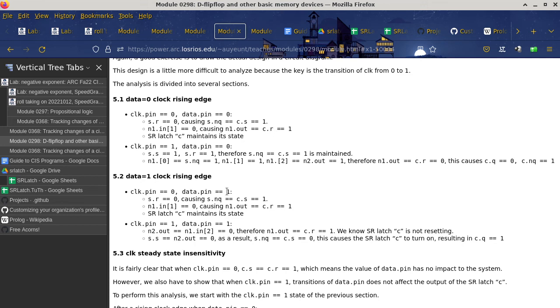But then you can see where the edge sensitivity comes from. In other words, why is this circuit only sensitive and captures whatever the D pin has and reflects it to the Q pin when the clock pin transitions from a 0 to a 1? Okay, so doing that exercise will give you insight into how this circuit works.